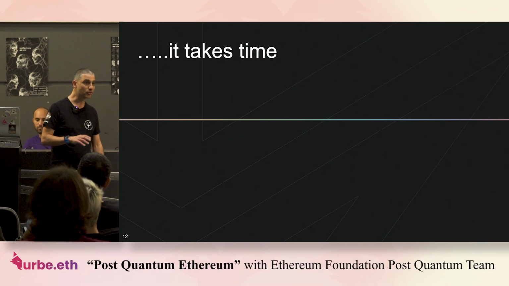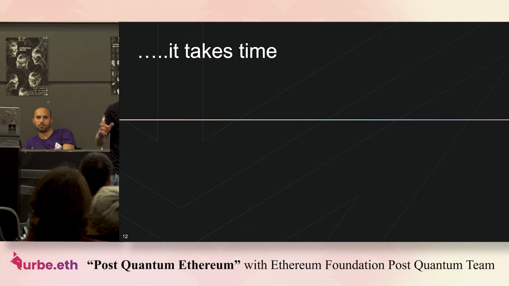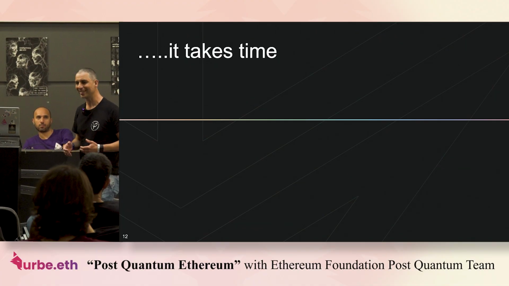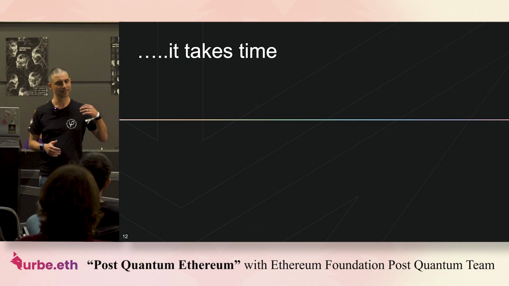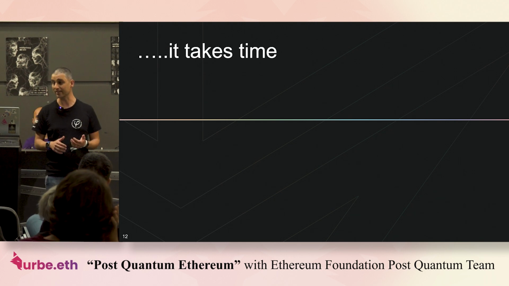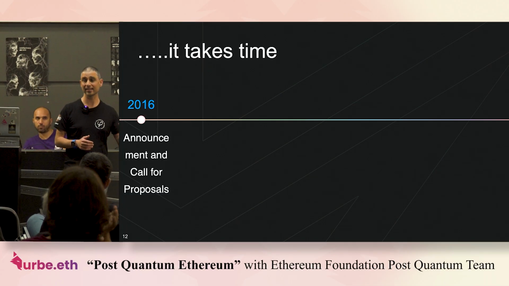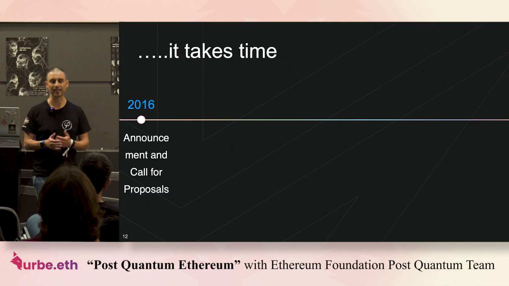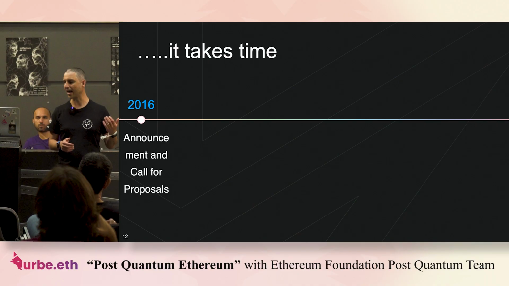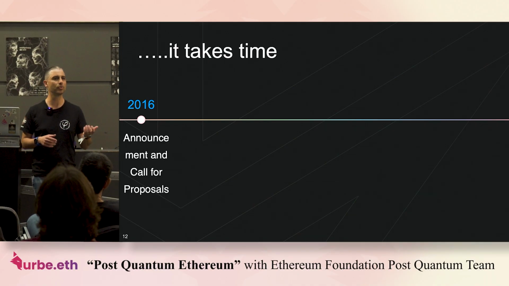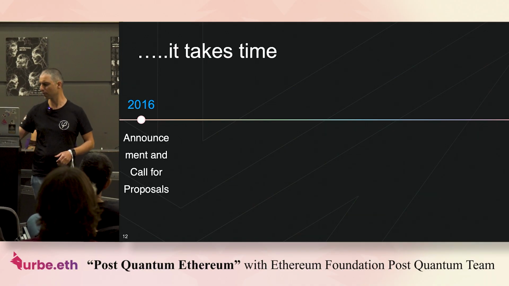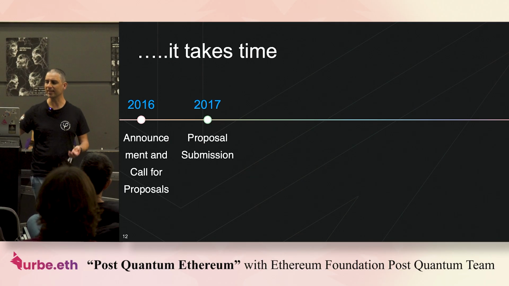Now, if we want to switch from elliptic curve to any of these things, it takes time. You can't just hope to do this in one month. It really takes years. Indeed, we as a cryptographic community started this replacement in 2016. In 2016, NIST announced the call for proposals for new cryptography resistant to quantum computers. And in 2017, we had many proposals.